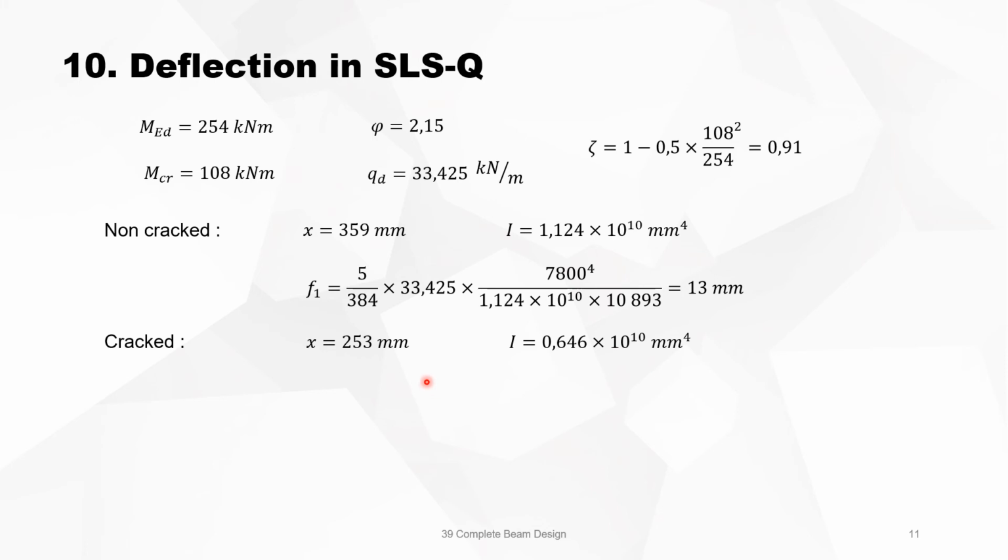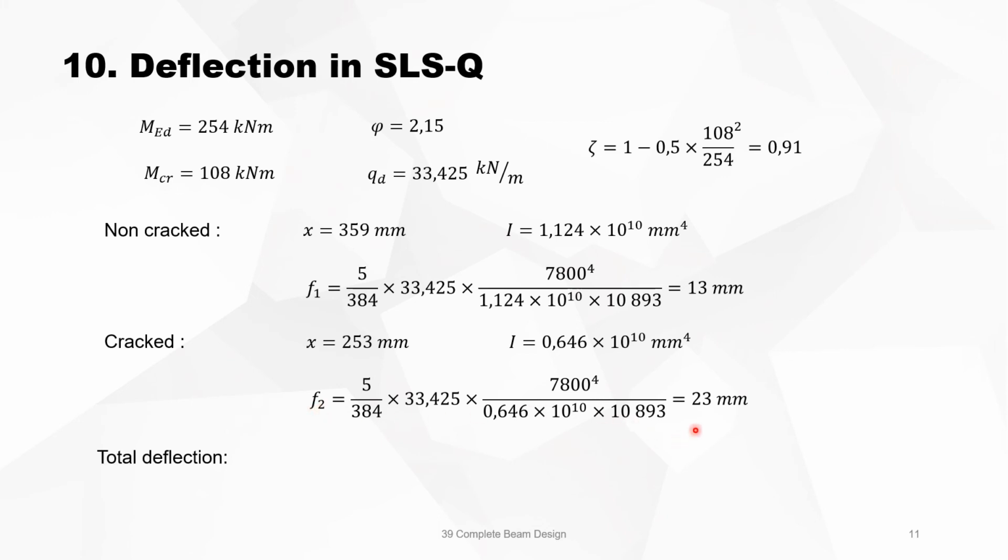Again, you will see here the difference between a non-cracked section and a cracked section. So the difference in stiffness is not negligible. The sag for the cracked section is 23 millimeters. And the total deflection is then a linear combination between the two with zeta as coefficient.